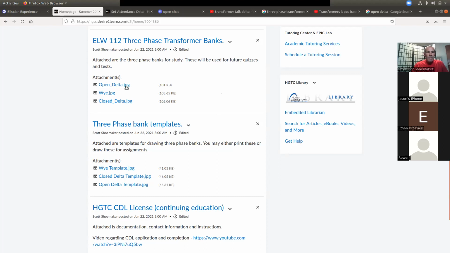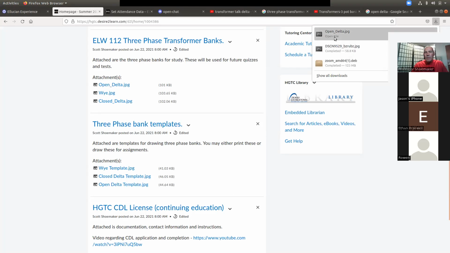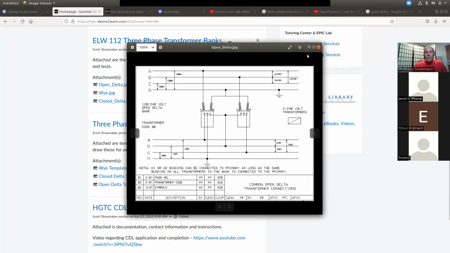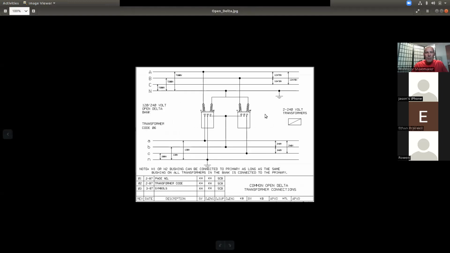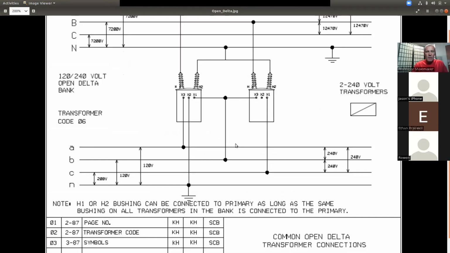If you click on the different pictures that we have in here in ELW 112, this is the wiring diagrams that you're going to be looking at. And there are probably about 16 different types of three-phase transformer banks. We're going to use the most popular three. That's an open delta, closed delta, and a Y bank. And that's a little small for you guys.